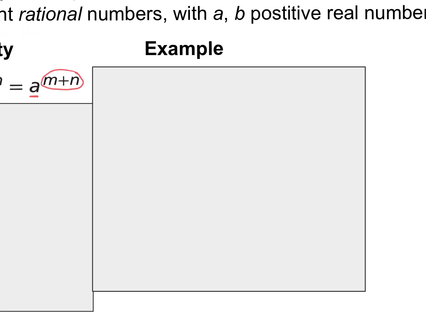Okay, so a quick example of product of powers. If I had x to the 4th times x to the 5th. Okay, what do you notice about those two terms? They have the same base, so we keep our base, which is x. What do we do with the exponents? Add them together. So this turns into 4 plus 5, which is x to the 9th.